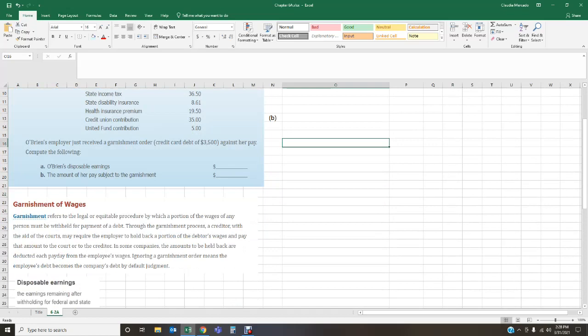So basically, garnishment refers to the legal or equitable procedure by which a portion of the wages of any person must be withheld for payment of a debt. So through the garnishment process, a creditor, with the aid of the courts, may require the employer to hold back a portion of the debtor's wages and pay that amount to the court or the creditor. Basically what they're saying here is, if you owe money to different entities, they have a legal right to request that money be taken out of your paycheck, being garnished, and sent to them.